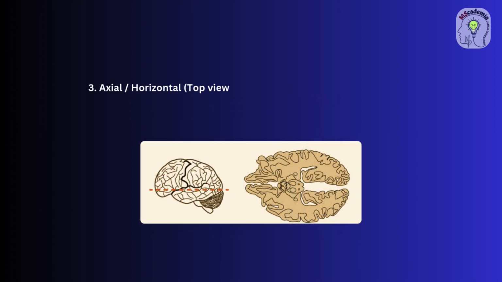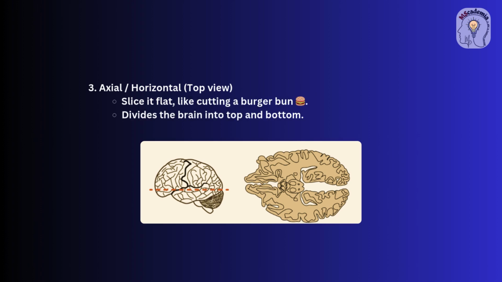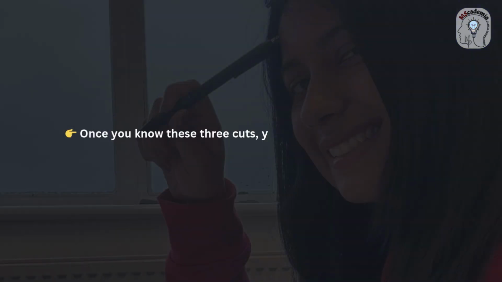Axial, horizontal, top view: slice it flat, like cutting a burger bun. It divides the brain into top and bottom. Once you know these three cuts, you can always tell what kind of slice you're looking at.